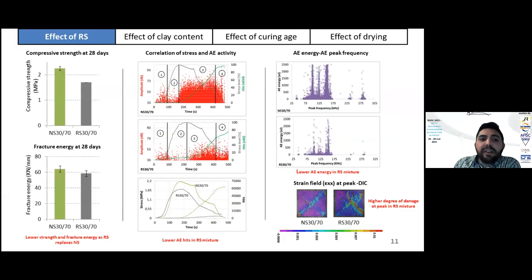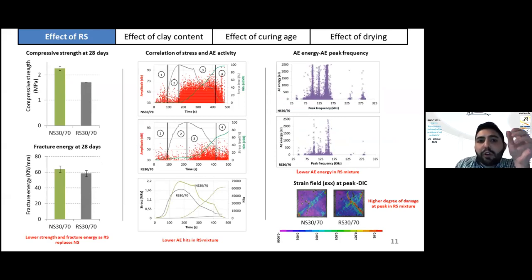Results: effect of recycled sand. The compressive strength decreases as the recycled sand replaces the natural sand. Why? Because more water was required to compensate for the loss in workability due to the high water absorption of recycled sand. Thus, the increase in the initial water content is responsible for the loss in strength. Similarly, the fracture energy decreases.